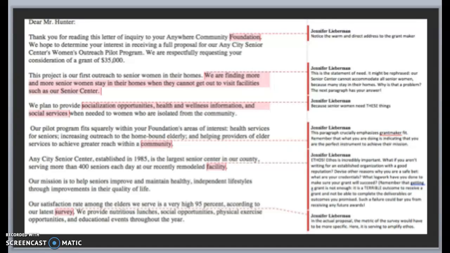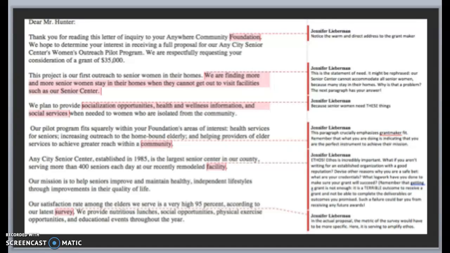So you might be wondering, what if I'm writing about my own organization and I can't say that I have all of this ethos from years of experience? You always want to devise other reasons why you are a safe bet. What are your other credentials? Did you graduate top in your class? Have you demonstrated your ability to see a project through to its end? Anything that you can say to make the grant maker trust that you're going to be able to accomplish what you say you want to do is a strong ethos claim.